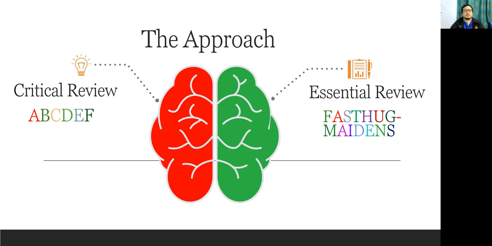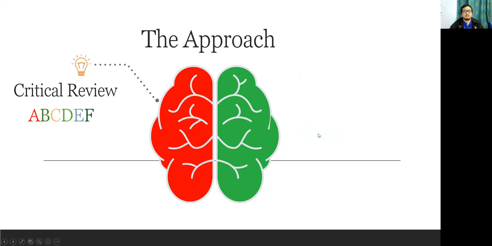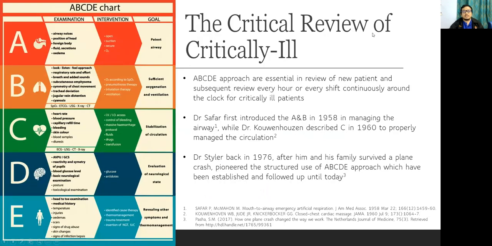So the general approach of the critically ill patient in ICU, I will usually explain in two very different parts. The first part is the critical review, which I will explain in ABCDEF. And the essential review, I will explain in FAST HUGS MAIDENS. So we go to the critical review first. It's very important and very critical in the critically ill patient. The critical review of critically ill is best explained using the ABCDE approach. The ABCDE approach is essential in the review and very critical for a new patient, and in subsequent reviews every hour or every shift, continuously around the clock for the critically ill patient. So we see the patient, maintain and stabilize the patient, and assess around the clock, every hour, every minute.